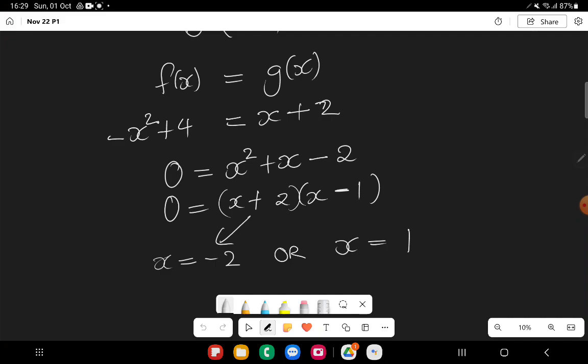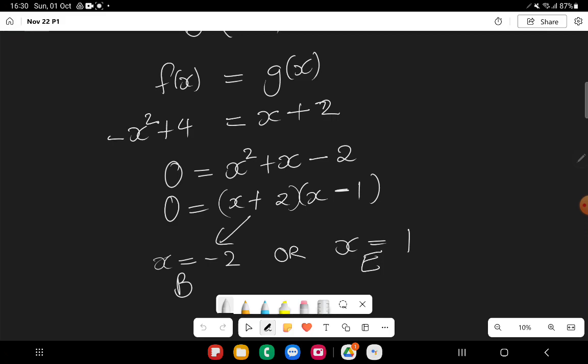Now, the question is, where is x equal to positive 1? This is going to be point B, and this is going to be point E. I know this because at B, x is negative, and at E, x is positive.